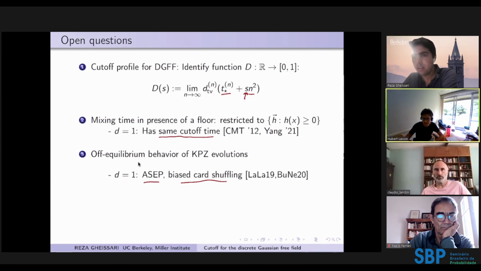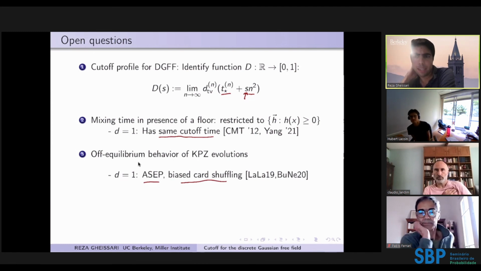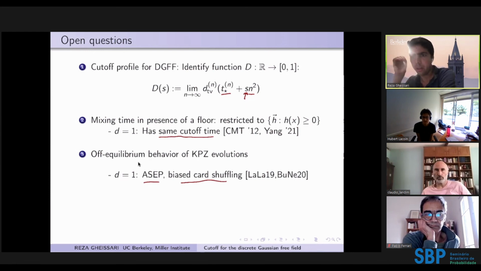Oh, I see. Okay, so the local mixing is a different time, whereas in dimension 1, you locally mix at the same time scale as you globally mix. In dimensions 2 and higher, you locally mix much faster than you globally mix.